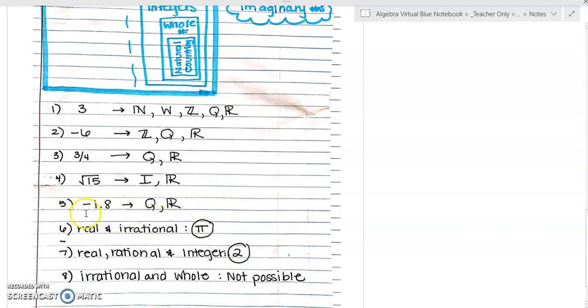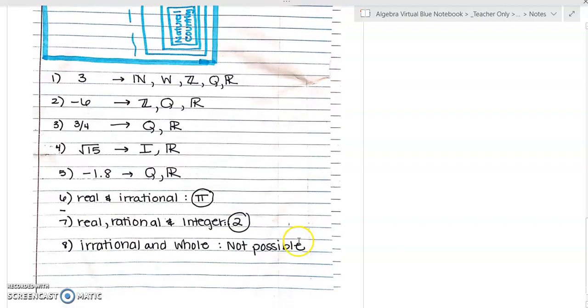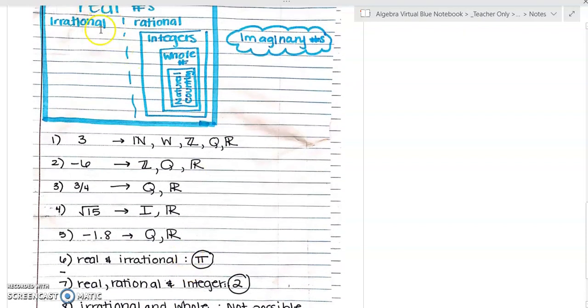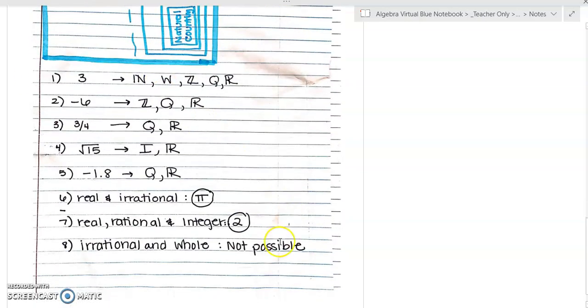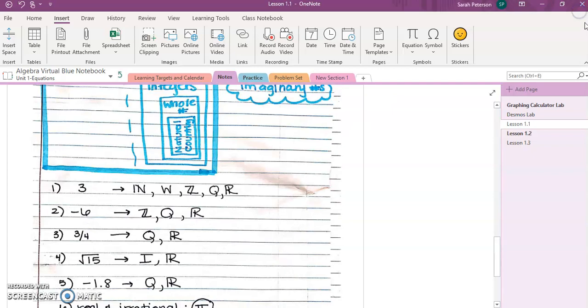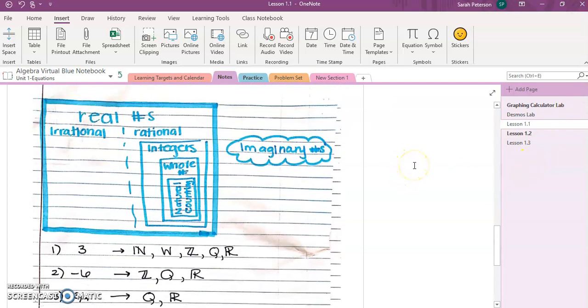So then here I was asking you to name real and irrational numbers. So I named pi. You could also name square root of 2, square root of 5, anything that doesn't end or doesn't repeat. 7, I asked for a real, a rational, and an integer. So 2 is an integer. It's also rational, and it's also real. I could have named, because the most specific was integer, any negative number as well. Irrational and whole. You can't have a number that's irrational and whole, so that one is not possible.